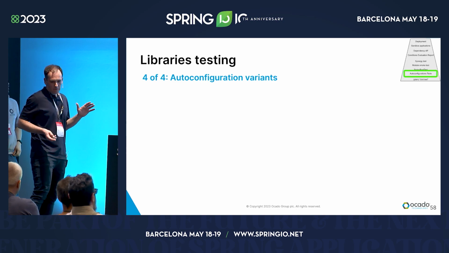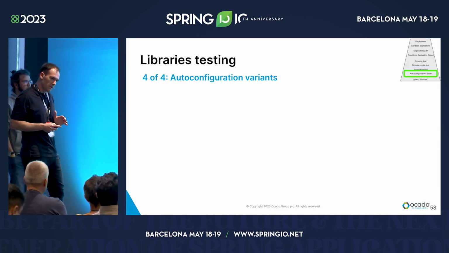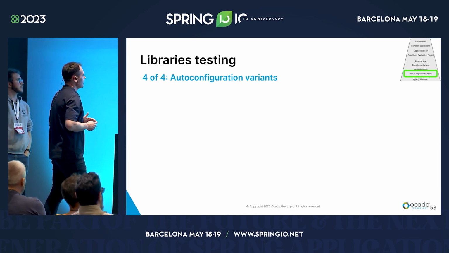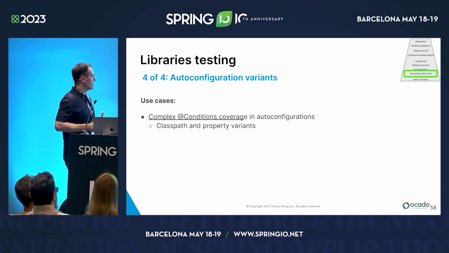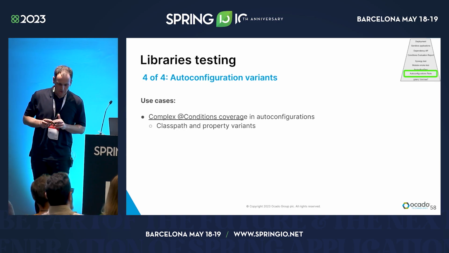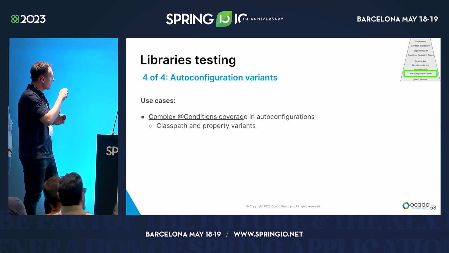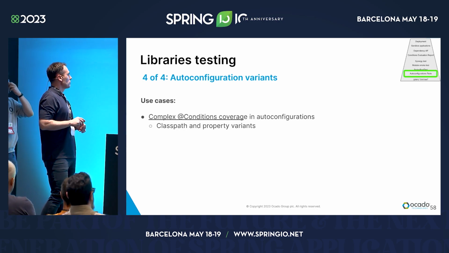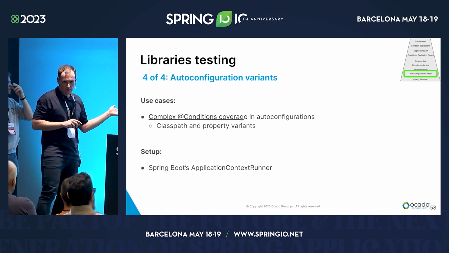It seems like something that takes time. Yes, it takes time, but it's really helpful to us. The last type of test, I will not say much about it because it's something very obvious for Spring Boot auto-configuration creators. Testing complex condition coverage in auto-configuration is done using application context runner.